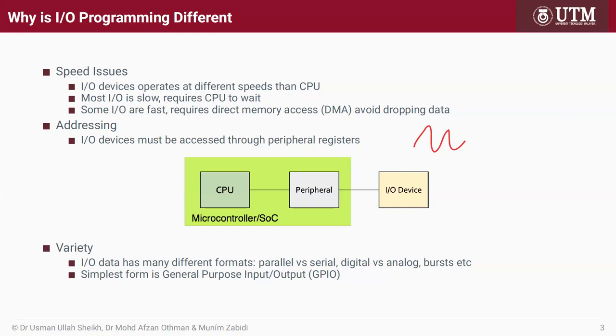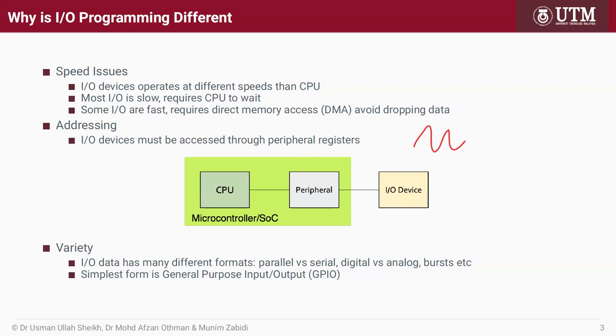Another thing that's different is that I/O devices must be accessed through peripheral registers. You cannot go directly to a device and ask for data. You have to go through a peripheral register inside the microcontroller. Inside our microcontroller, we have the CPU and a lot of peripheral registers which are then connected to the I/O device. We are going to learn how to access the peripheral registers.